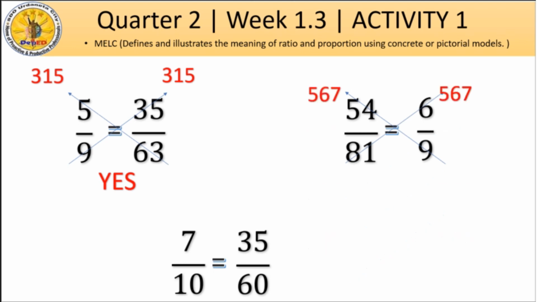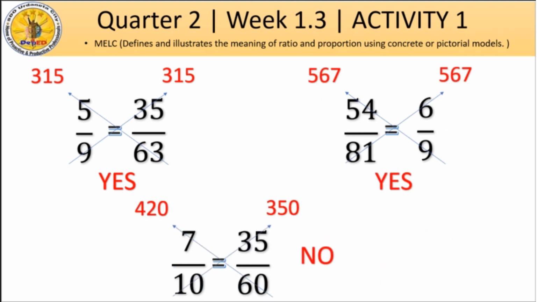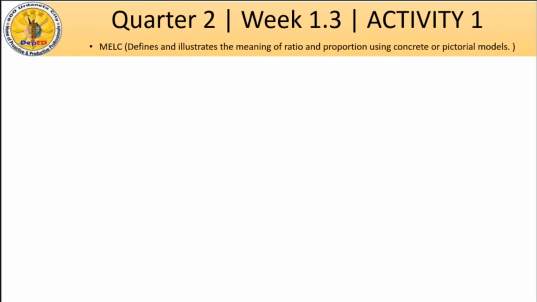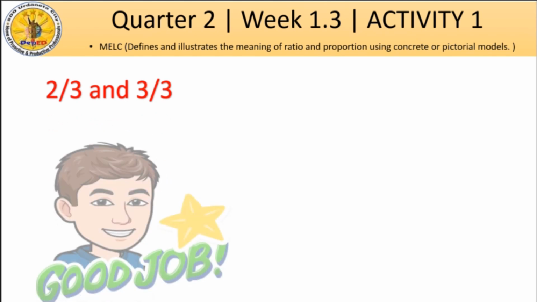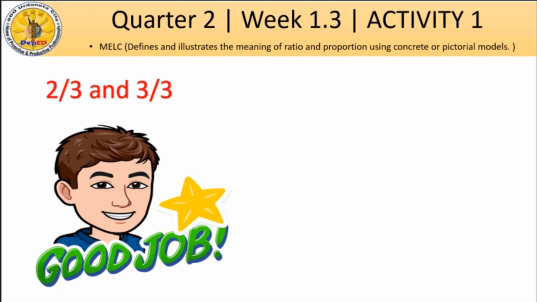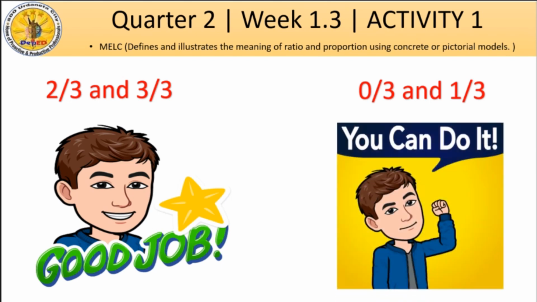For the second and third items, these will be our answers. Can you total now your scores? And I want you to be honest. If you got 2 or 3 items, you did a good job. Congratulations. You can now answer activity 1. But if you got less than 2 items, watch again the video to better understand the topic. I know you can do it.